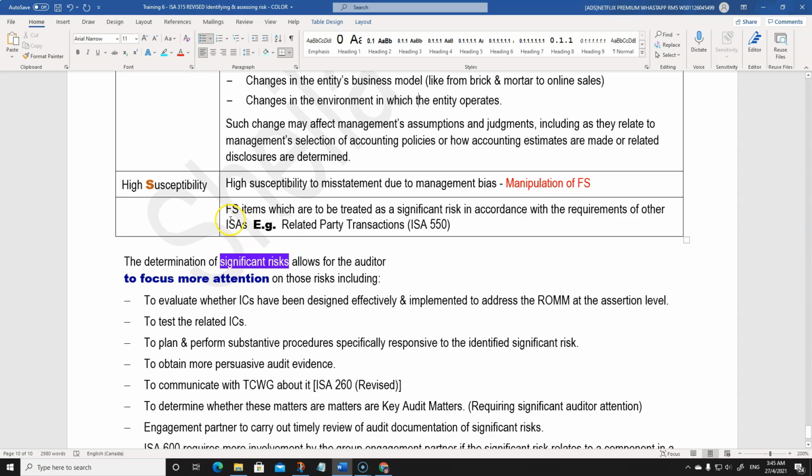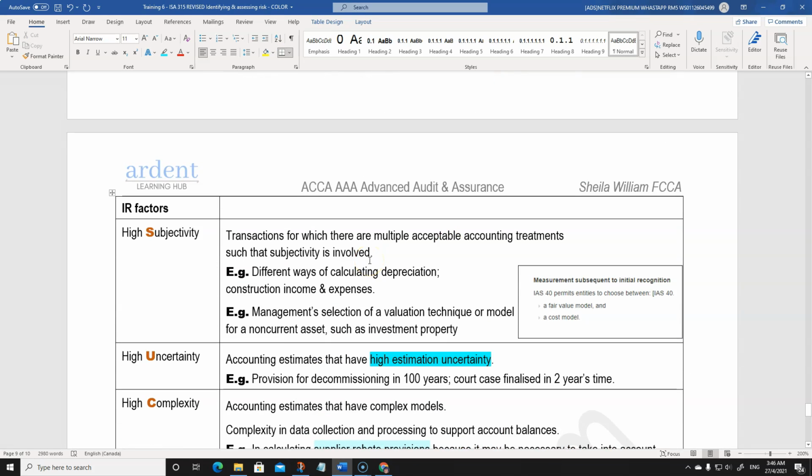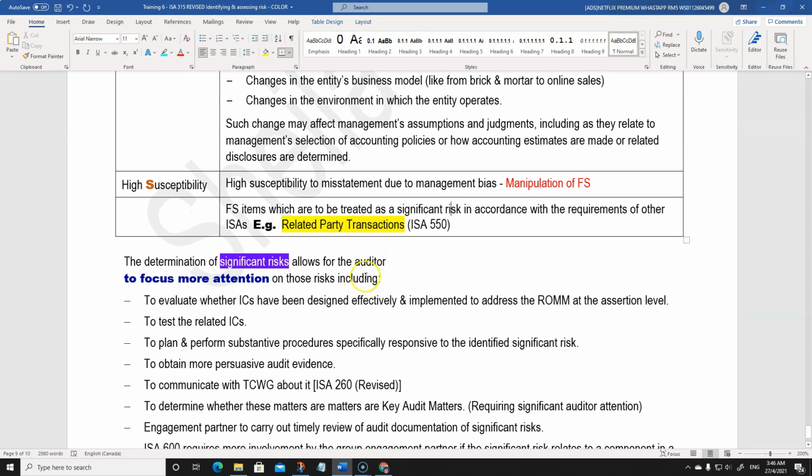And then we've got one more item here. Now, this is important. This one doesn't come under SACS. It comes under a different category here. Financial statements which are treated as significant risk in accordance with the requirements of other ISAs, like, for example, related party transactions. So how does the significant risk come here? Anything which has lots of SACS or a high level of SACS is going to be an area of significant risk. Okay, so don't forget the part about the related party transaction.